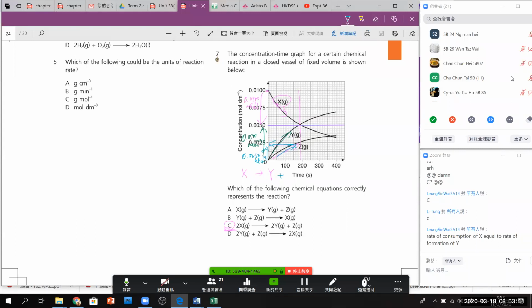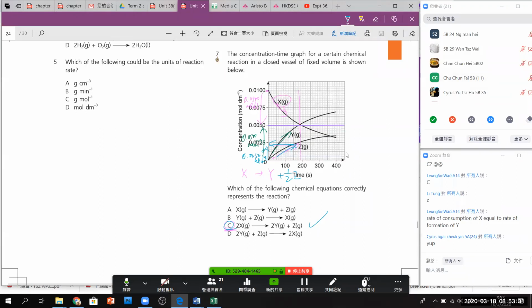So which means that EZ is just half, right? But once you are going to find out the overall reactions, you have to multiply that by 2. So C is the answer. You understand? Okay.